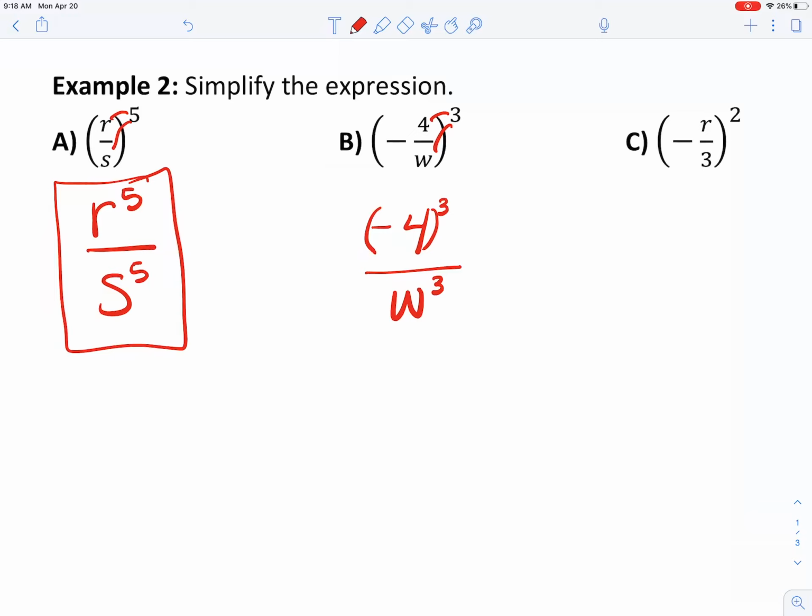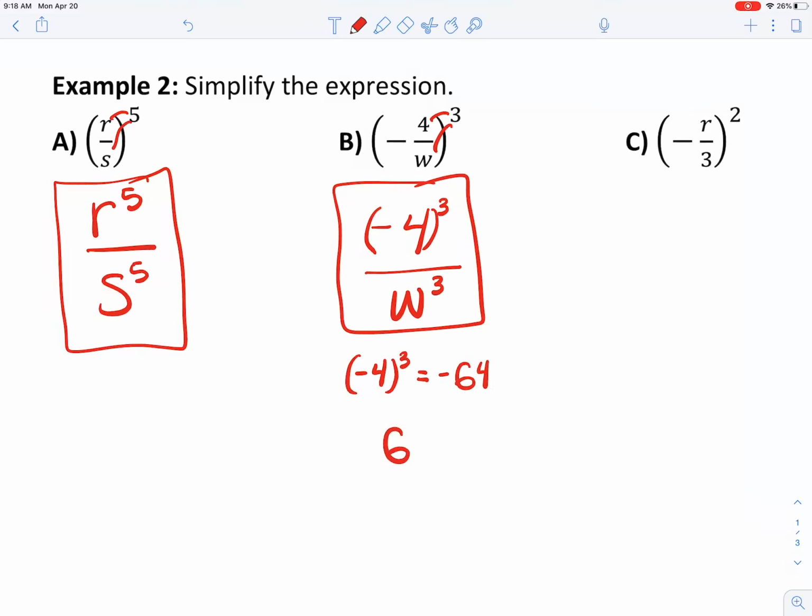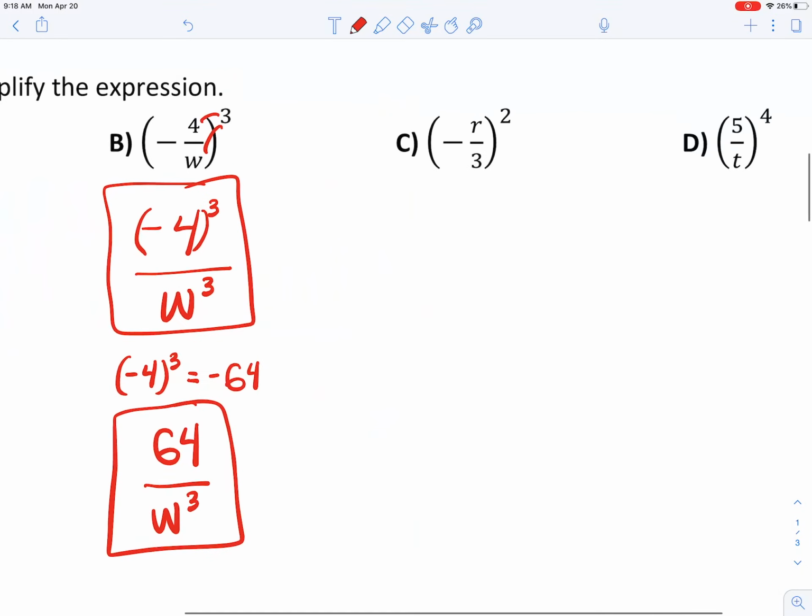Because this is a smaller number, I could go ahead and actually compute that if I wanted to. Either one is fine. If you left your answer like this, I'm okay with that. Otherwise, negative 4 to the third power is like saying negative 4 times negative 4 times negative 4. That's negative 64. So if I want to write negative 64 over w to the third, this is also an acceptable answer.